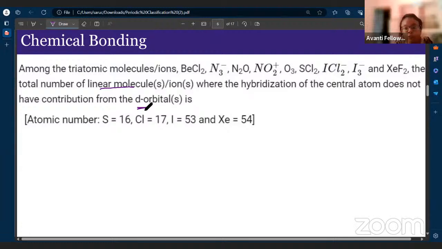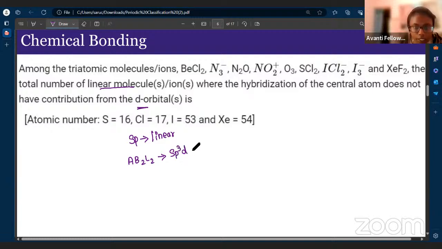So tell me, which one will give you the linear molecule? According to the VSEPR theory, sp hybridization will give you the linear molecule. And if you have AB2L3, what will be the hybridization? It is going to be sp3d, and here it will show the linear one.